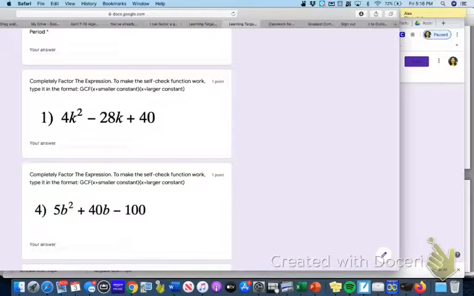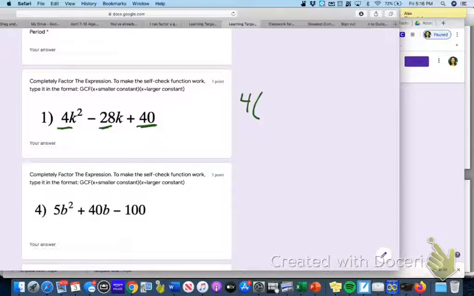Hey guys, I'm going to walk you really quickly through an example of how to use this Google form. So it says to completely factor the expression, so I'm going to start there, and I'm going to start with this one. Remember, your very first step is always to look for a greatest common factor. I noticed that 4, 28, and 40 can all be divided evenly, or come out to be whole numbers. They're divisible by 4.